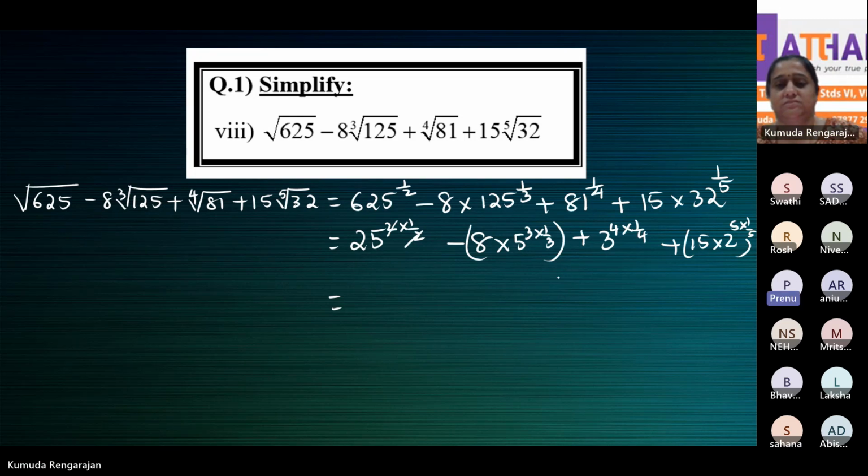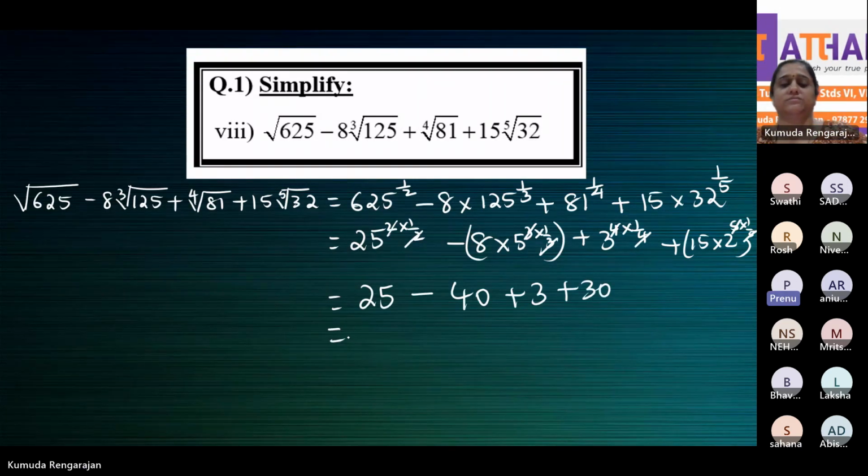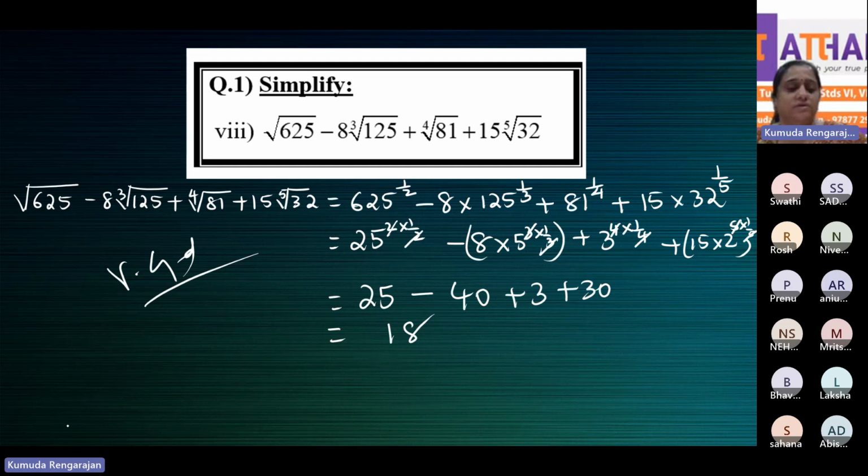3 and 3, 4 and 4, and 5 and 5 get cancelled. Now tell me. So it will be 25 minus 8 into 5, 40, plus 3 plus 15 into 2, 30. Very good. So when we simplify all, it is 18, ma'am. Okay, very good, Prenu.